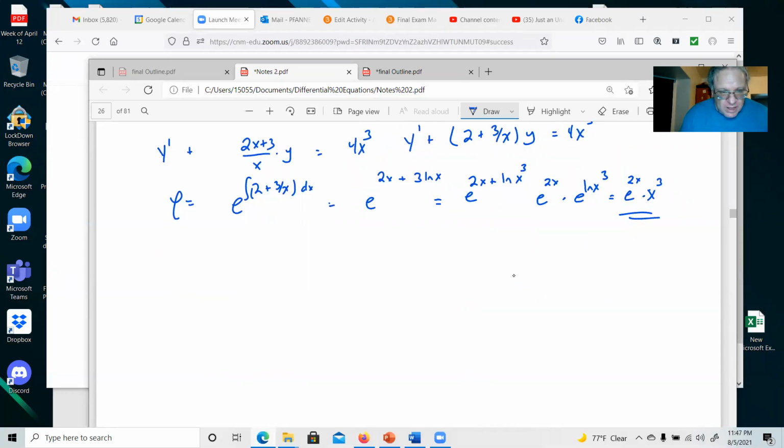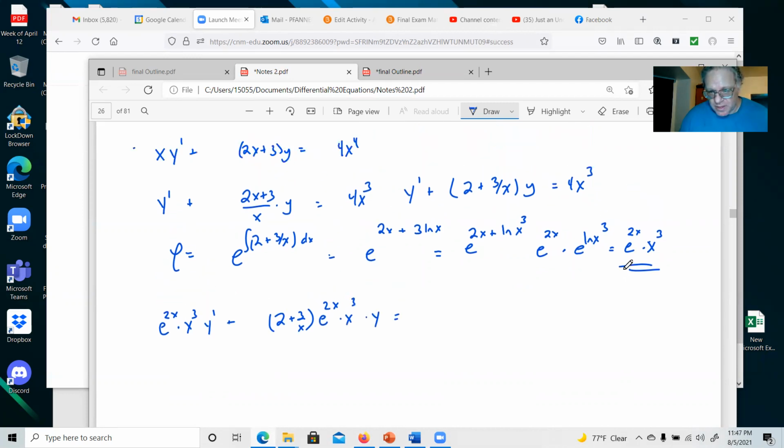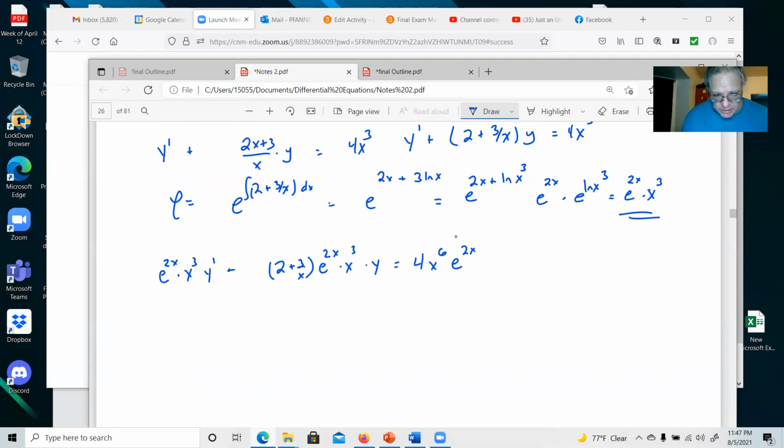So we have e to the 2x times x to the 3 times y tick plus, what was this? This was 2 plus 3 over x, and this is going to be times e to the 2x times x cubed, right, times y, and this is equal to, it looks like 4x to the 6th e to the 2x. Yep, there we go. Now, let's go ahead and distribute this.